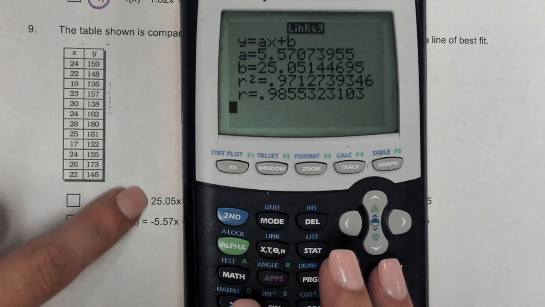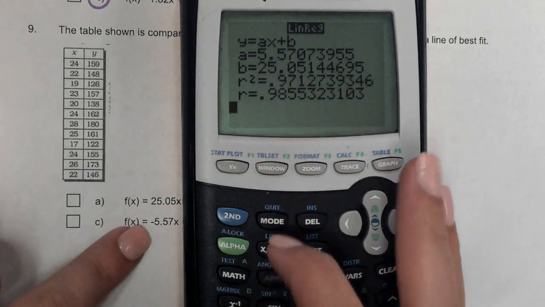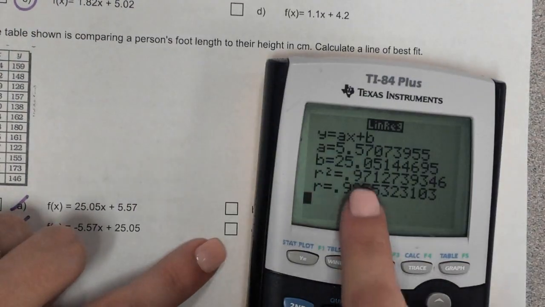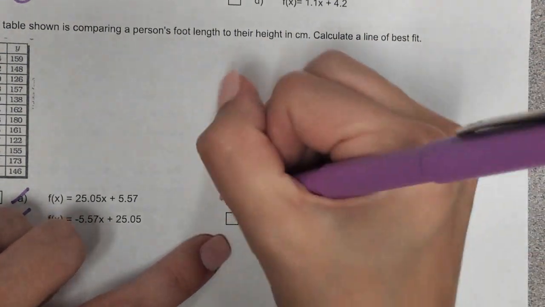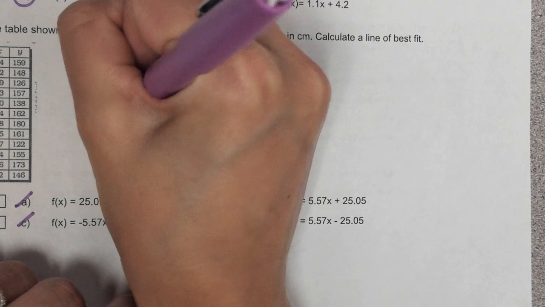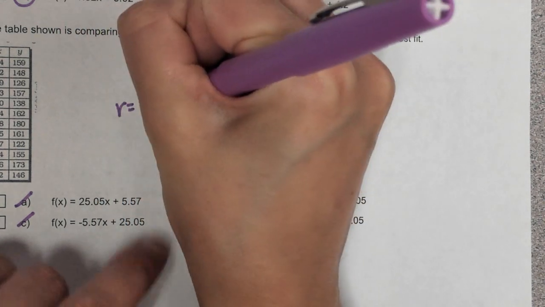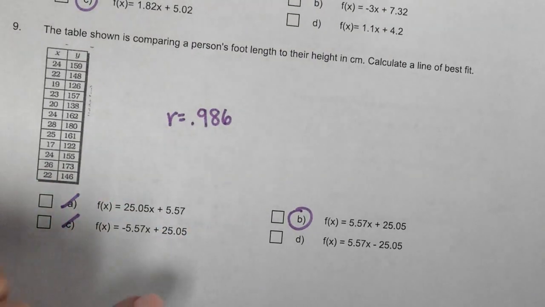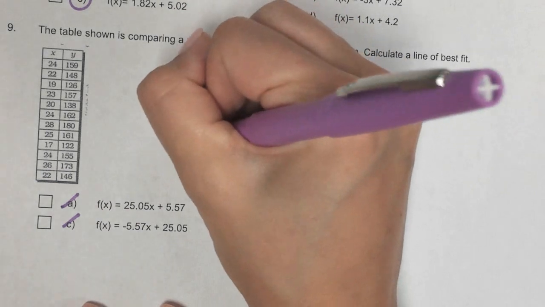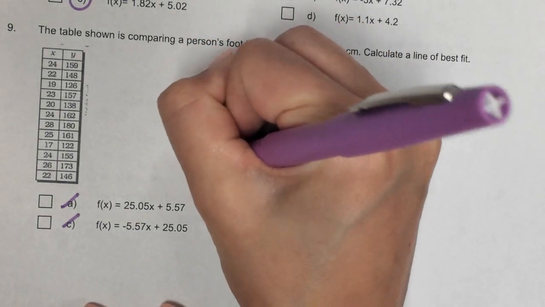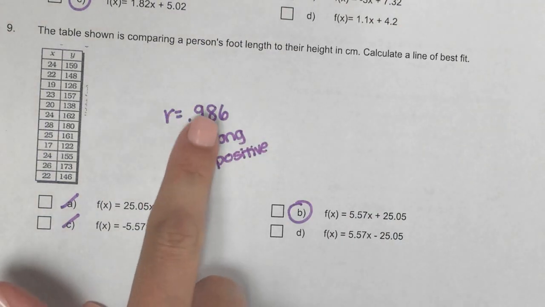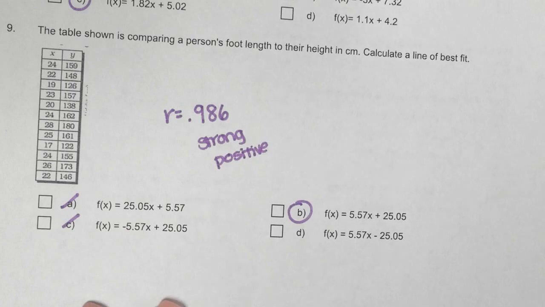There we go. So we get y equals, the slope is 5.57. So 5.57x, it's got to be one of those. My y-intercept is a positive 25. So your answer is B. My R value is 0.986. So that is a strong positive correlation again. And I know that it's positive because that number is positive, and I know that it's strong because that number is close to 1 or negative 1.